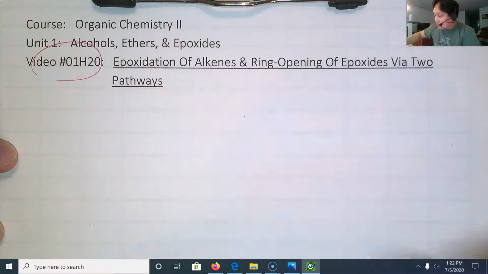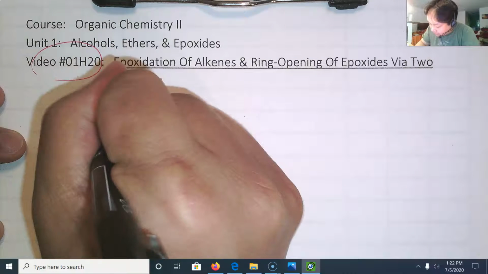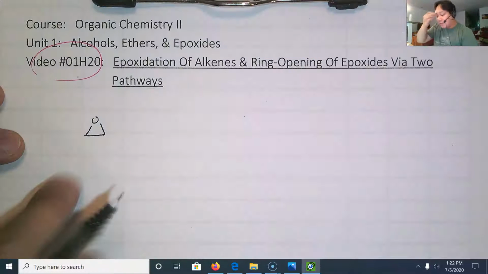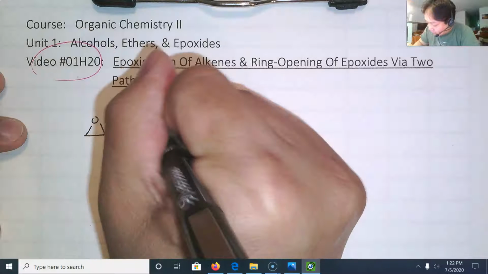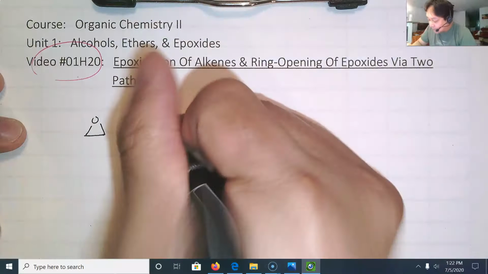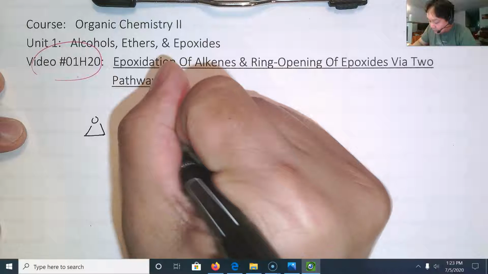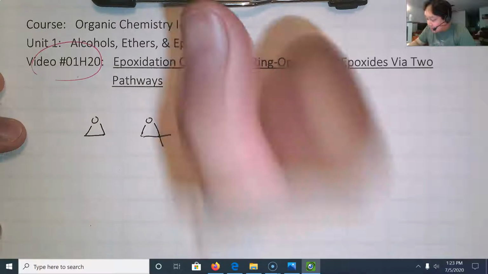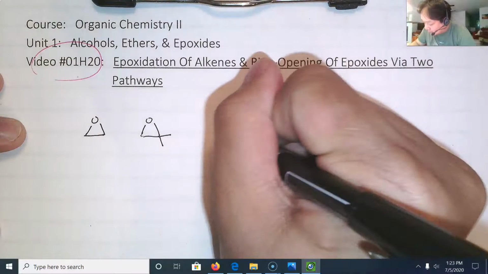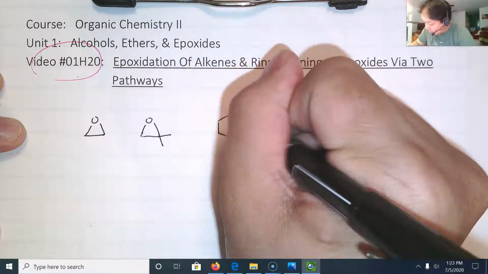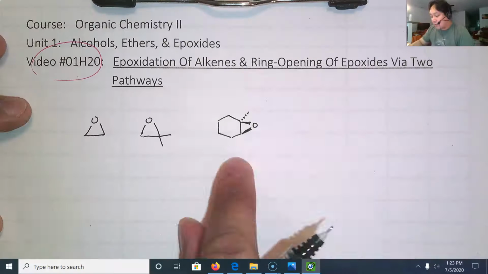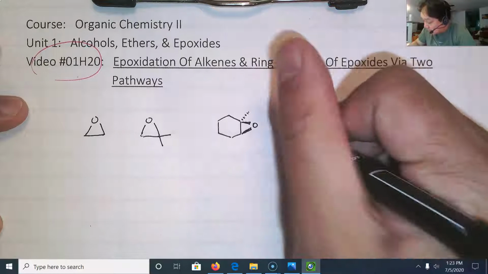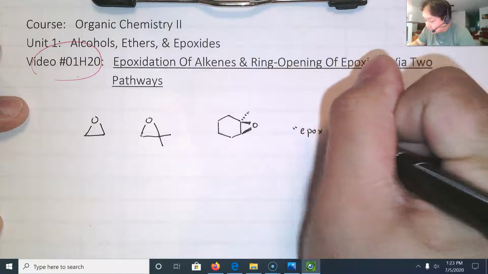Epoxides are cyclic ethers. For example, this is the simplest epoxide, a three-membered ring with oxygen as part of the ring. Now, you could have derivatives or variations on this. For instance, you could have some R groups off of the epoxide. You could even have something like this with stereochemistry. As long as you have this three-membered ring where oxygen is one of the members, that is called an epoxide. It's a general term.